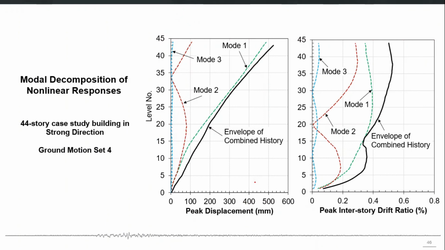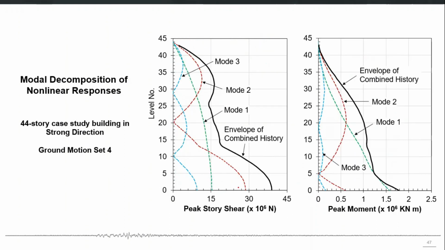So we calculated the responses from those modal single degree of freedom systems using UMRHA. For the first mode, this is the displacement, second mode and third mode also, and then we combine the time histories of these modal responses and get the envelope of the combined history also. We did it for displacement, then interstory drift, and also for story shear and story moment. So now using the UMRHA procedure, you can calculate the response for each mode separately. You can decompose the combined response into the modal contributions.